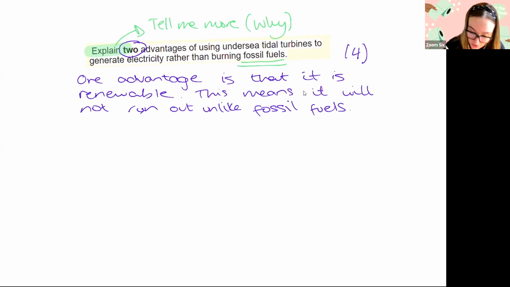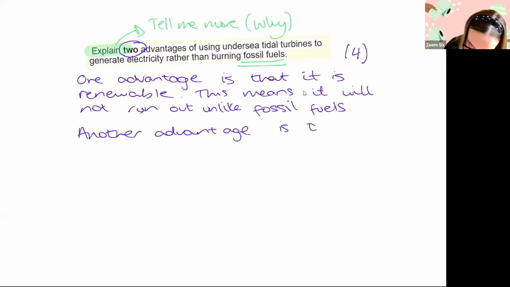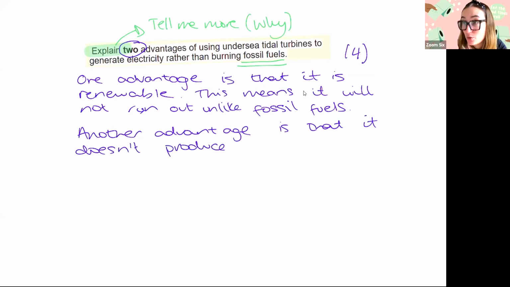Now the second advantage I'm going to go through, another advantage, and I'm going to go back to that pollution one again. It doesn't emit harmful gases, okay? So another advantage is that it doesn't produce, and I'm going to be specific here because I talked about fossil fuels, it doesn't produce carbon dioxide.